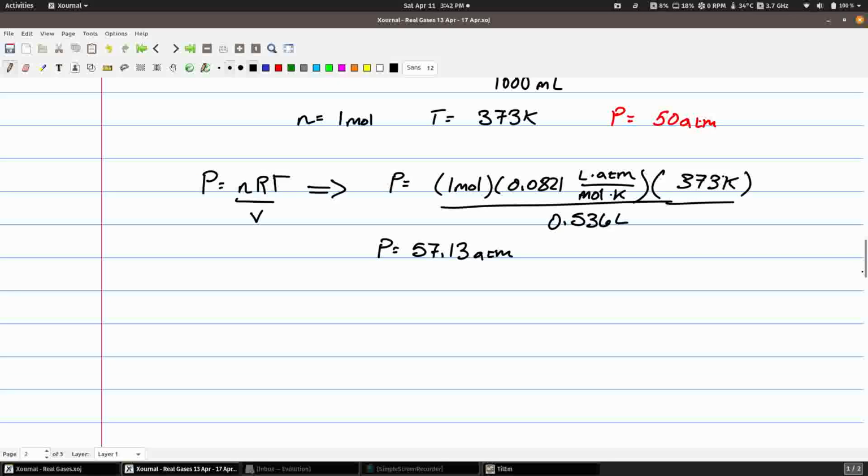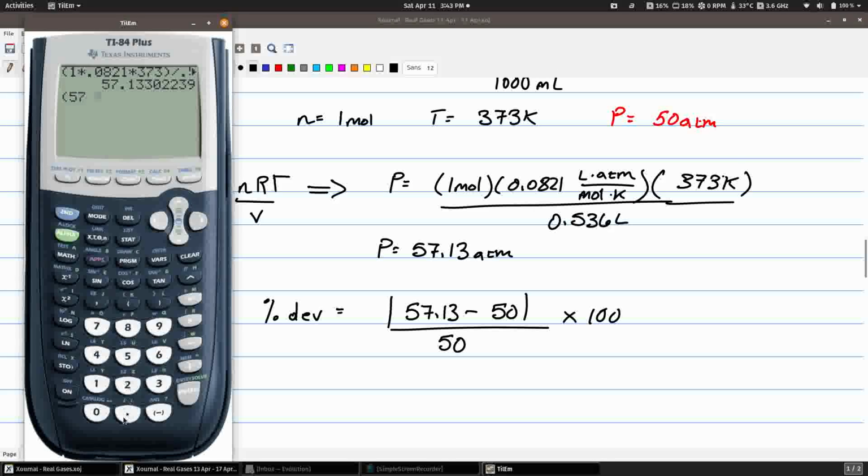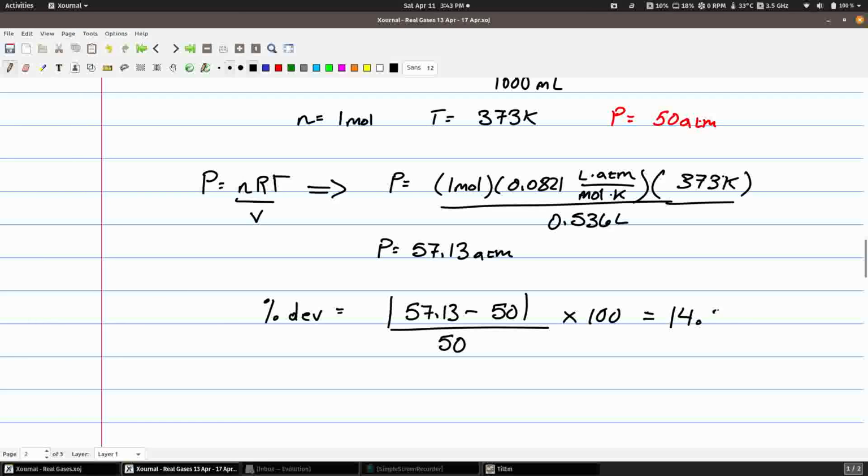So let's calculate how much it was off by percentage-wise, because 7 atmospheres could make or break a real-world application, where it's got to be pretty precise. So, percent deviation equals the absolute value of 57.13 minus 50, divided by 50, times 100. If you get a negative number, just know it's not negative. You're not going to have a negative percentage. So this is going to give us about 14.26% deviation. From the looks of it, that's off by quite a bit.